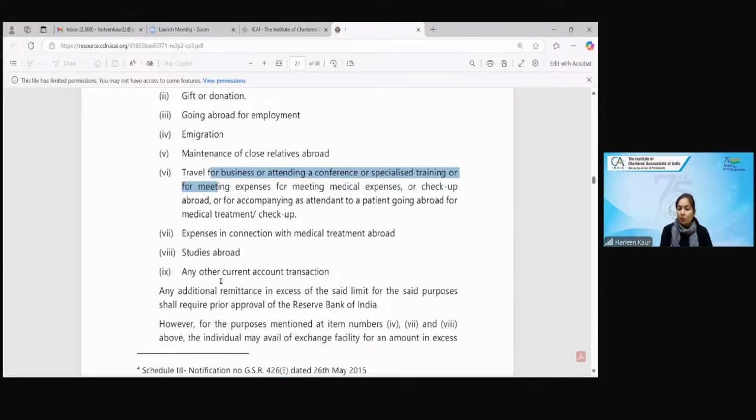A person who wants to attend a conference in the US, or there is a training for meeting expenses. Then does he need the approval of RBI? Up till 2,50,000 USD is free to carry for such conferences or specialized training. And also if there is a medical expenditure, a medical checkup needs to be done abroad, or you're just going as an attendant to a patient abroad for medical treatment or checkup, then also up till 2,50,000 USD is exempt.